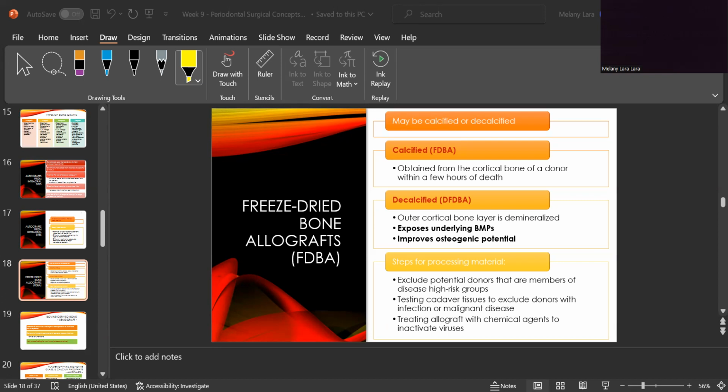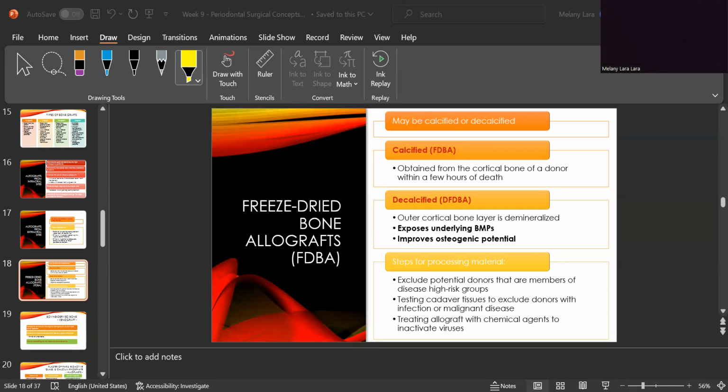So the steps for processing these materials: they're not just harvesting this material from any cadaver, right? They're going through and looking at the medical history of that person that passed away. They're making sure they don't have any disease risk factors present. They're testing for viruses. They're testing for all sorts of things to make sure that this is safe and has a low risk of transmission of diseases. So even though it sounds kind of weird that we're using cadaver bone, it's safe. They go through a very rigorous testing process.